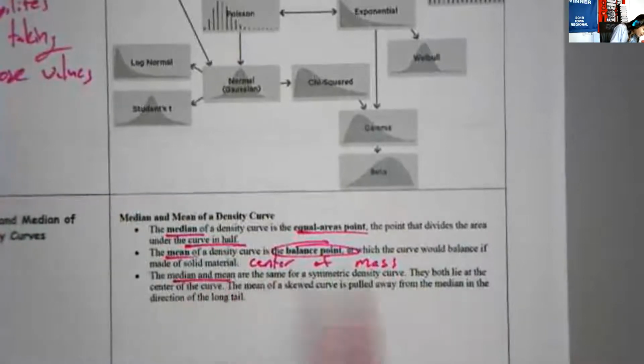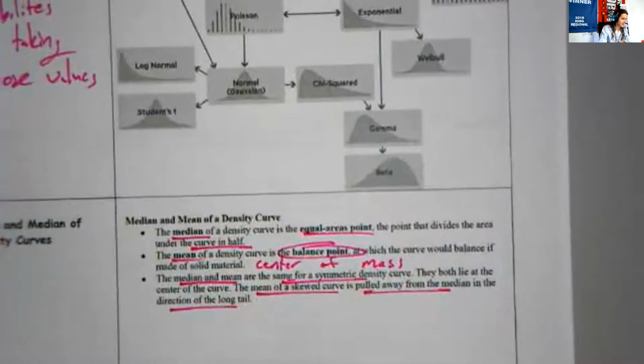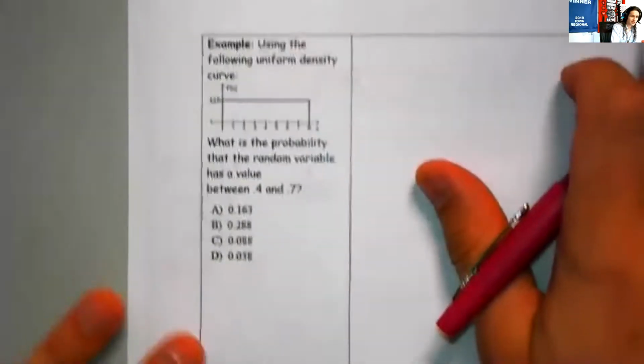Mean and median are the same for a symmetric curve. The mean of a skewed curve is pulled away from the median in the direction of the long tail. So those are some things to highlight regarding mean and median. We've seen those before.